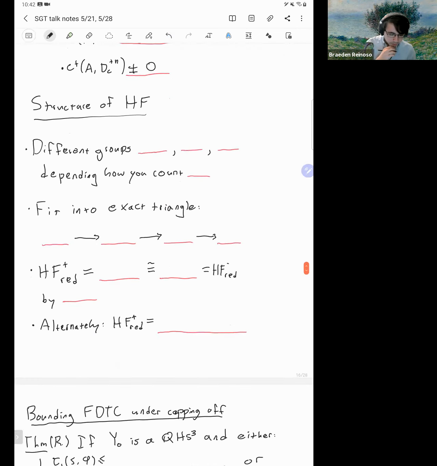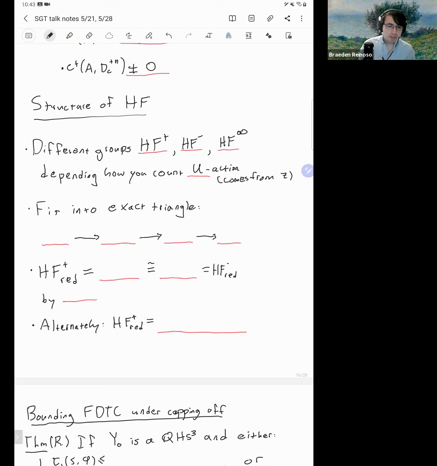Okay. So something that's going to be really important for us is understanding the structure of Heegaard Floer groups. Just really briefly, there's a bunch of different groups, but the ones that we're going to be interested in, as I mentioned before, are this HF plus group, but there's also a minus group and an infinity group. I'm not really going to talk too much about these, but the point is that they're different groups that just depend on how you count your U action, which comes from your base point, Z.